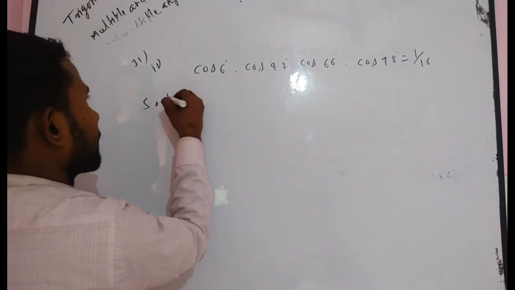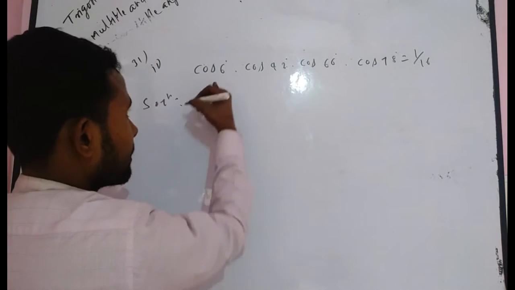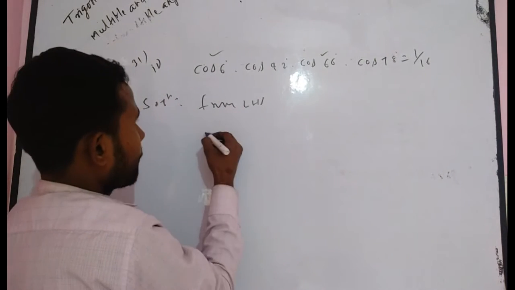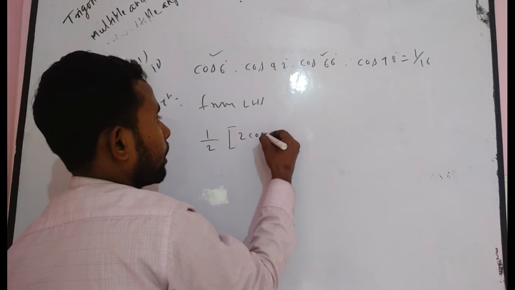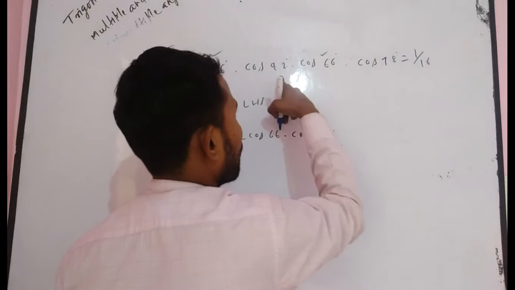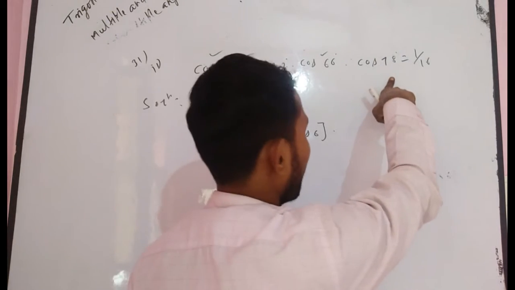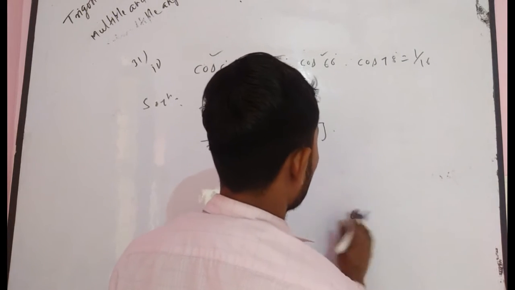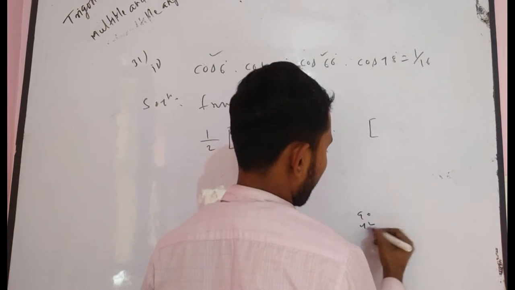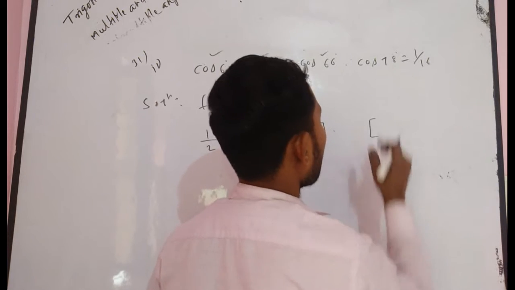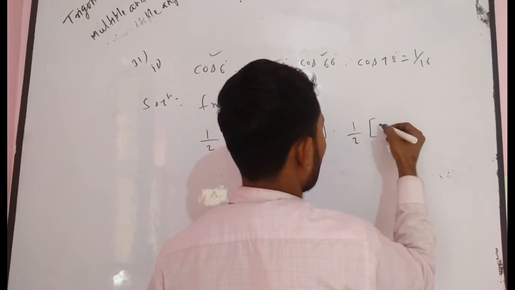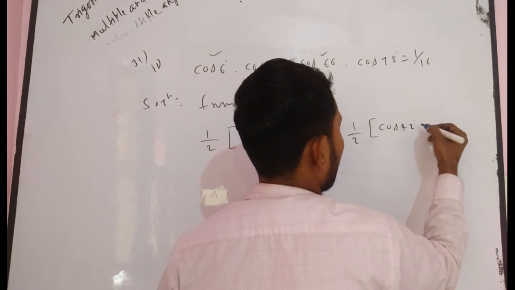How can you solve? This is a very simple problem for you. Firstly, you have to go from the LHS. You have to write the angles near each other, multiplying by 2 and dividing by 2: cos 66 into cos 6, and then cos 42 and 78. Now again you have to take them near to each other, multiplying by 2 and dividing by 2. You get cos 42 into cos 78.